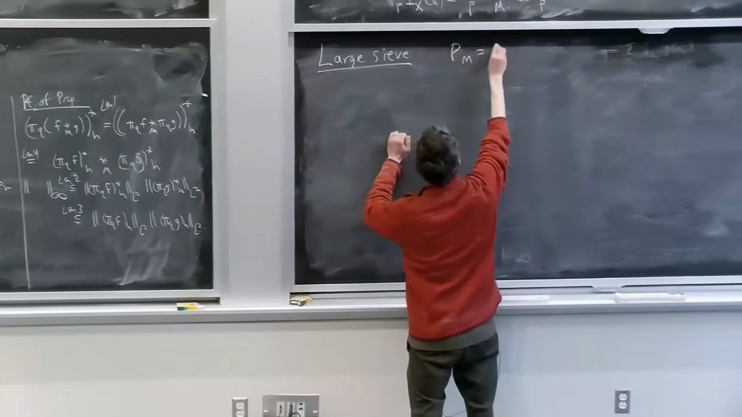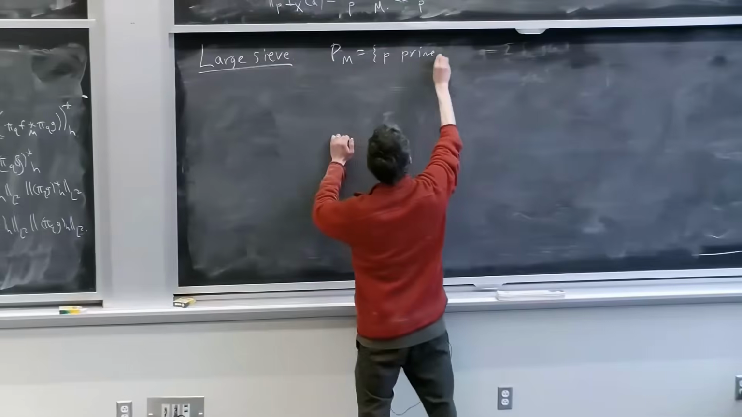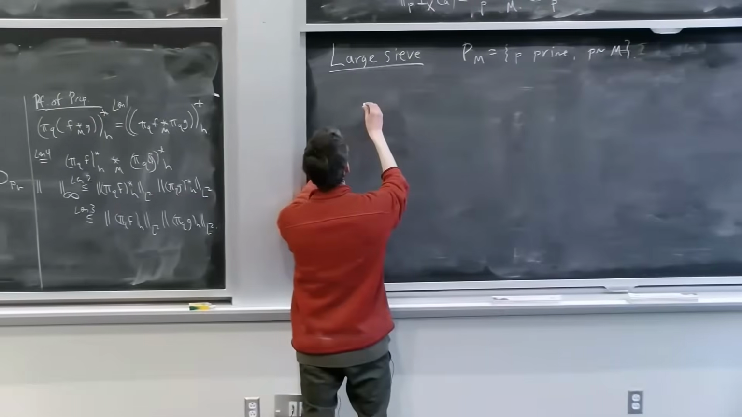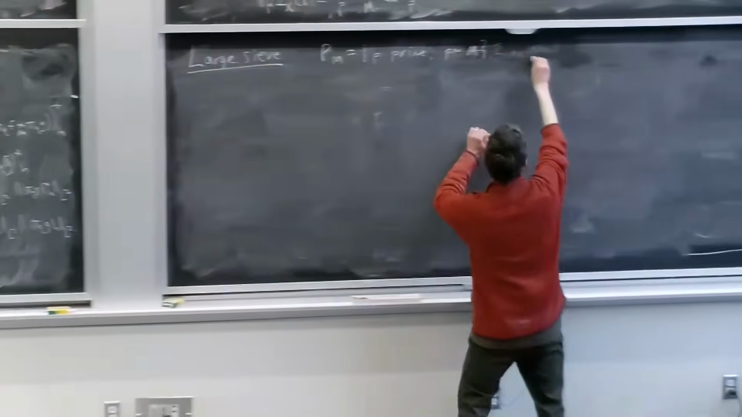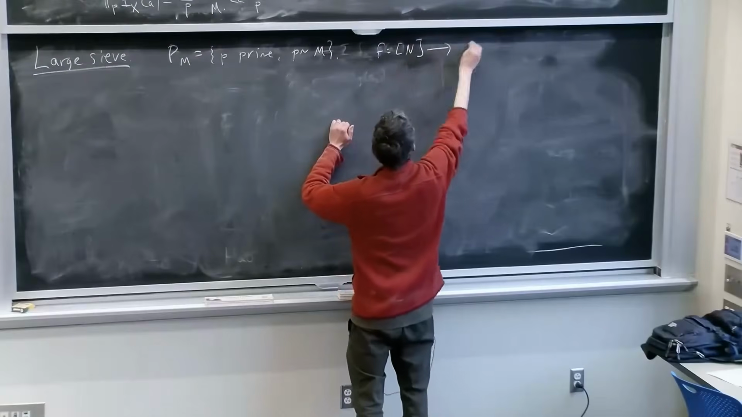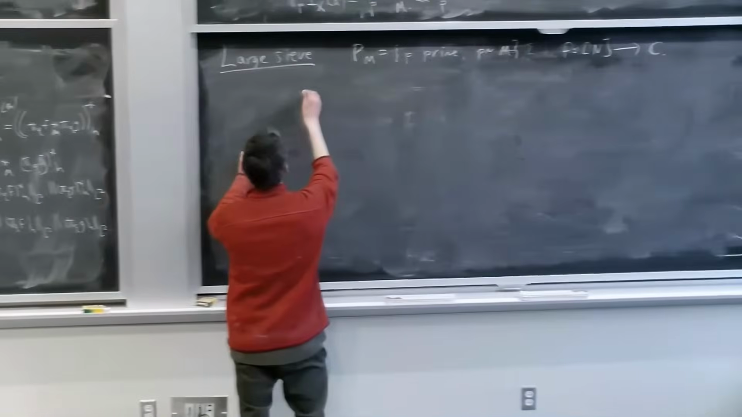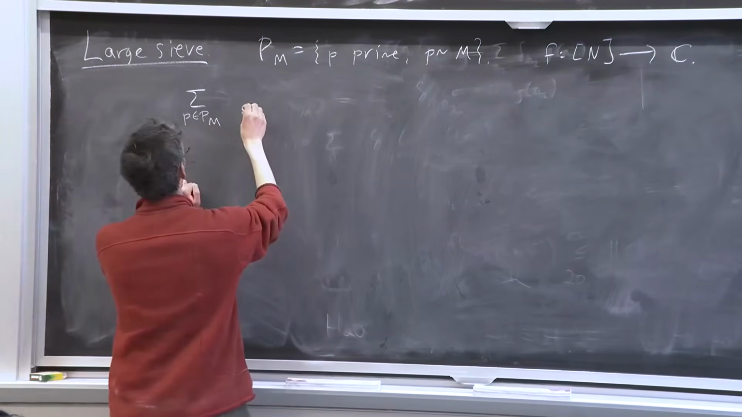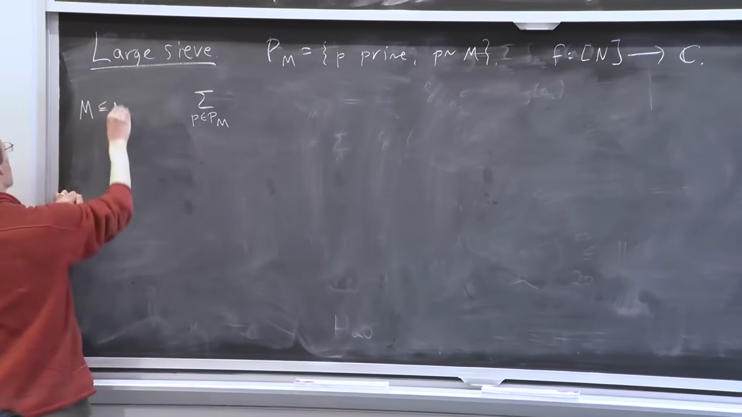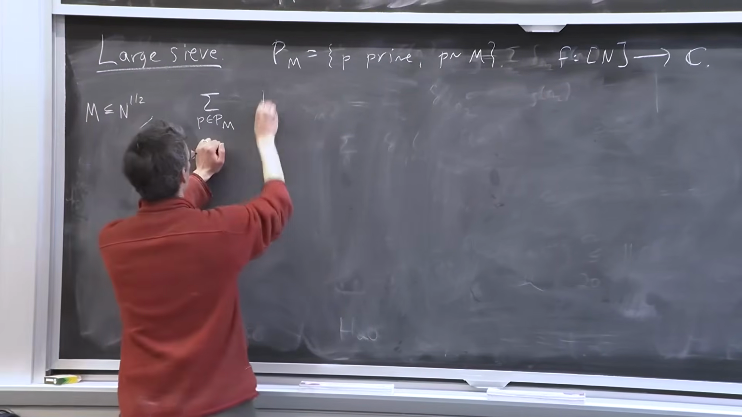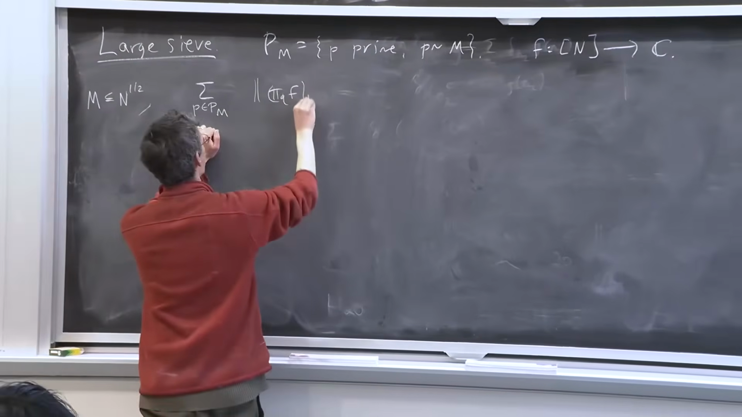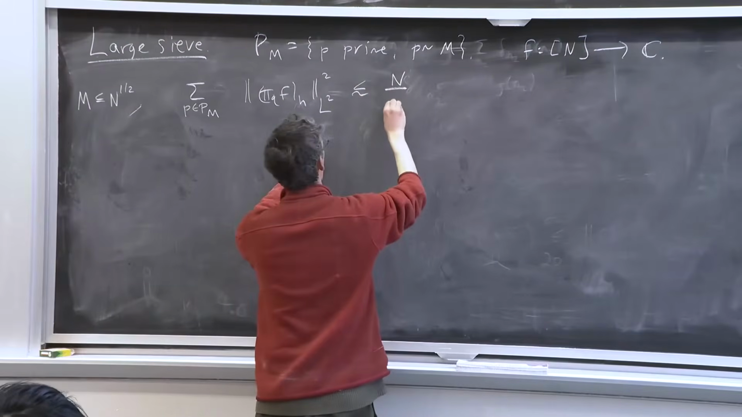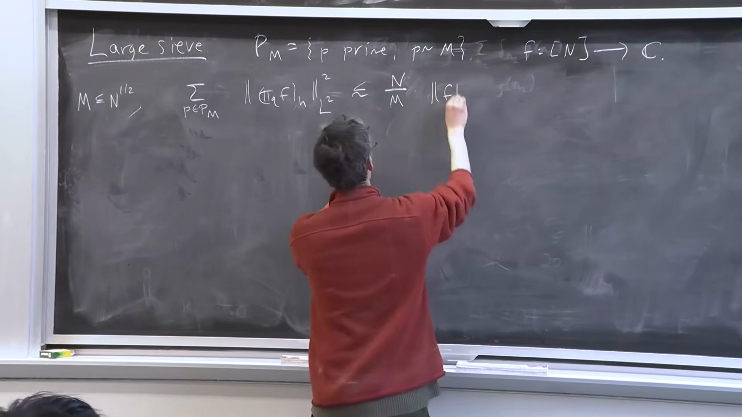Remember that Pm is the set of primes p around m. OK. And so we proved in class, we'll always have a function which is defined on the integers up to n, and it goes to c. And we proved in class that if you take the sum over p in Pm, in class we thought about what happens if m is smaller than the square root of n. Then we got the sum of pi q of f high L2 squared, and that is bounded by n over m times just f L2 squared.